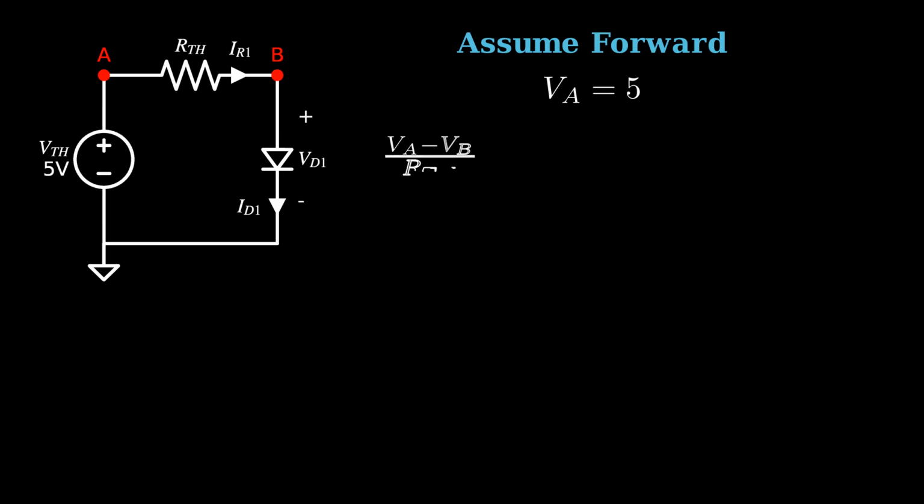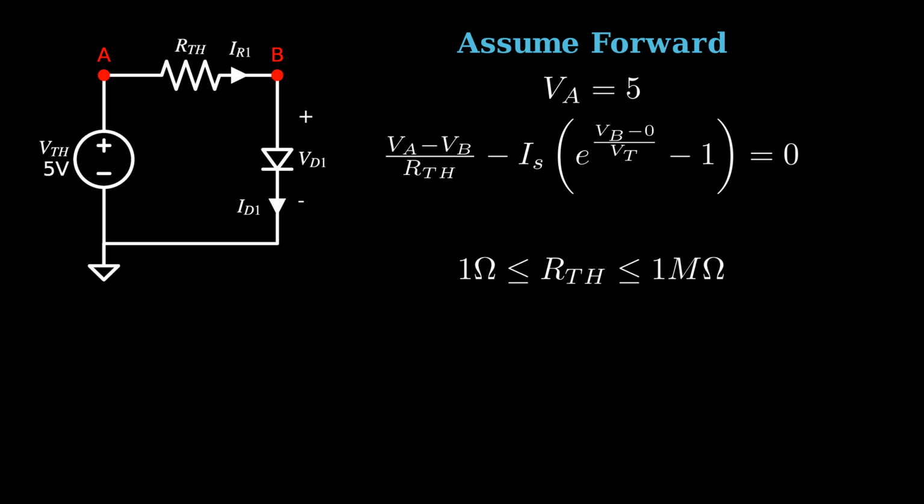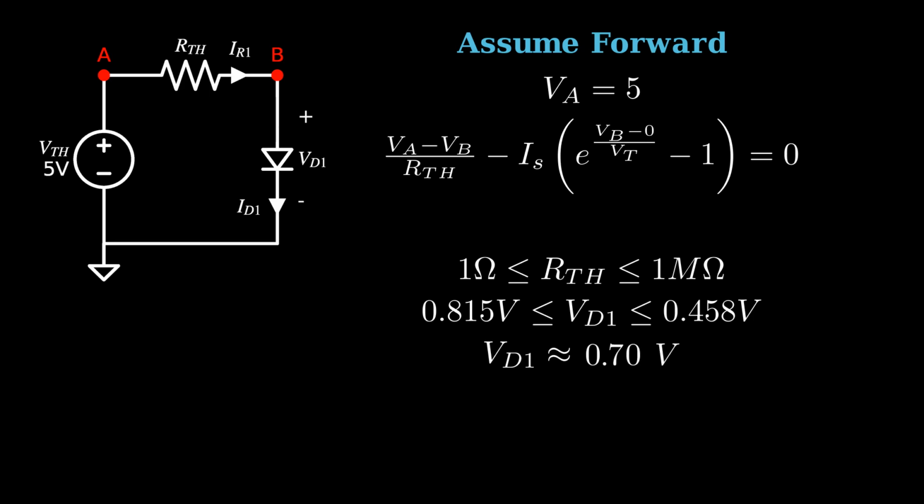We can justify this by varying R Thevenin in the circuit shown here using the nonlinear method from a few videos back. If we vary R Thevenin from 1 ohm to 1 mega ohm, we see the range of VD1 to be from 815 millivolts to 458 millivolts. So we pick something in the middle. I tend to use 0.7 volts, but 0.6 volts is acceptable too. Or 0.65 volts. These are all reasonable values for a silicon diode. I'll stick with 0.7 volts for now, but we'll mix it up in other videos.